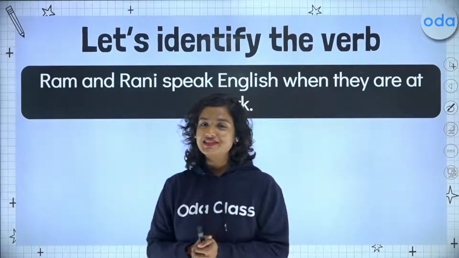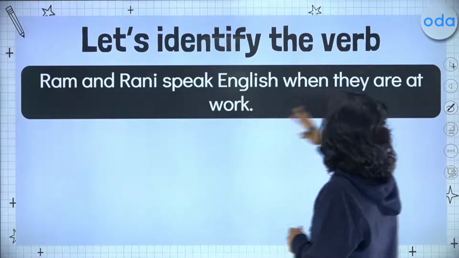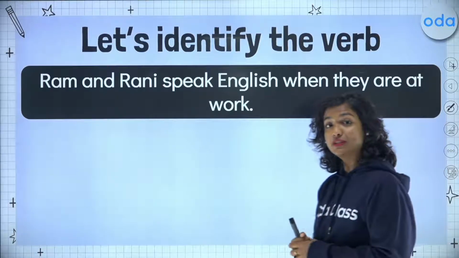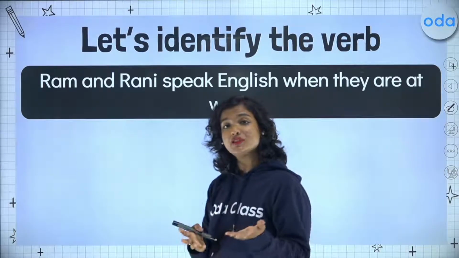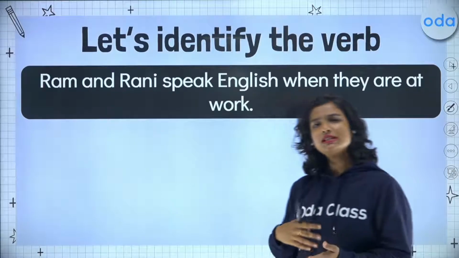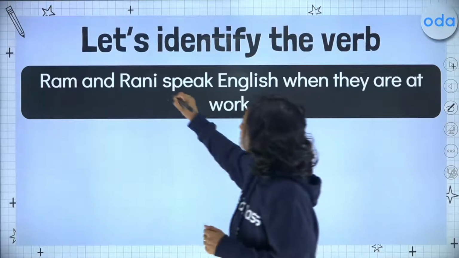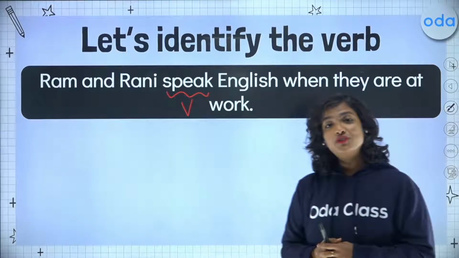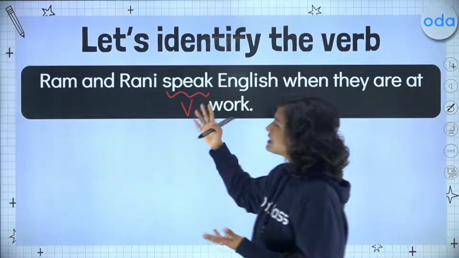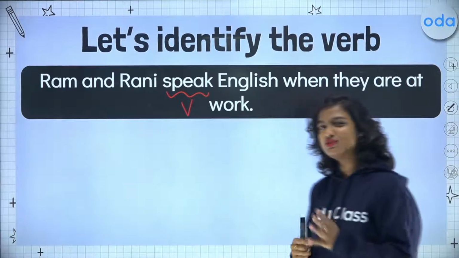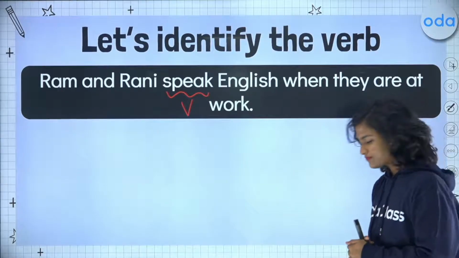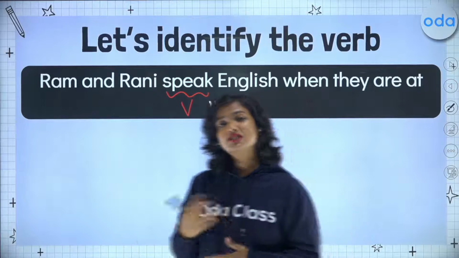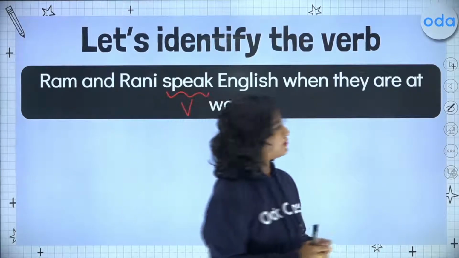Now, we already took this example earlier. Ram and Rani speak English when they are at work. You have to identify the verb. Simply think about what is the action being performed in this sentence. The action being performed is speaking. So identifying the verb in a sentence is usually a very easy thing to do. Read the sentence and try to figure out what action is being performed.